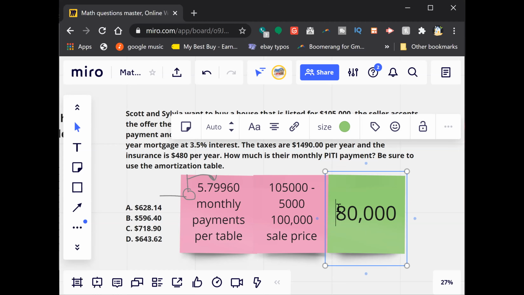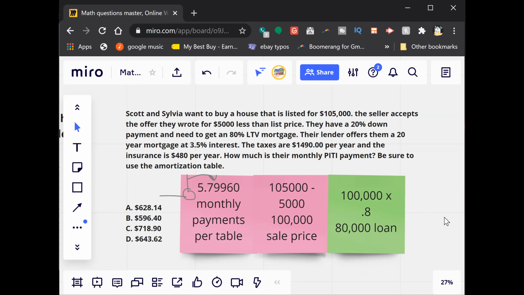Because what happens is this, I did it in my head. I was cheating a little bit. So the 100,000 times 0.8, okay? And there's a reason why I made them easy numbers. So this is the loan amount. I made them easy numbers so that I could do it in my head. I made it really easy for us on that one.